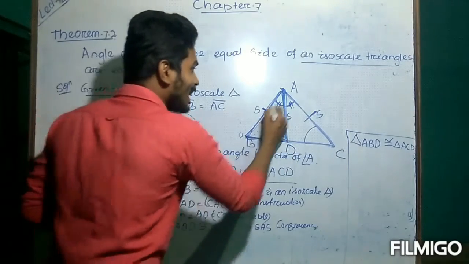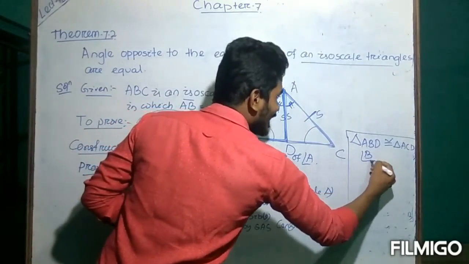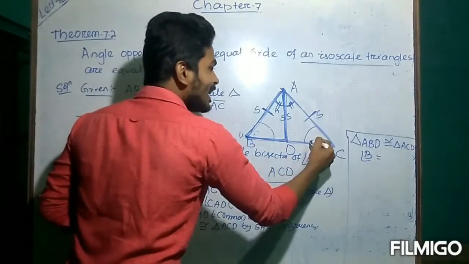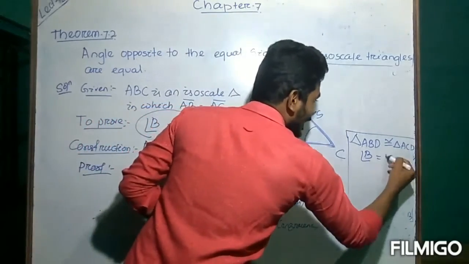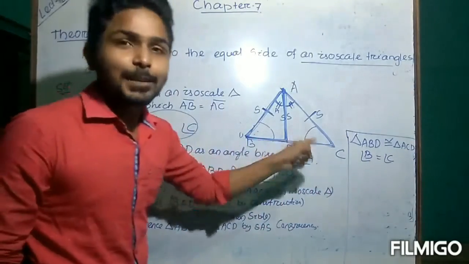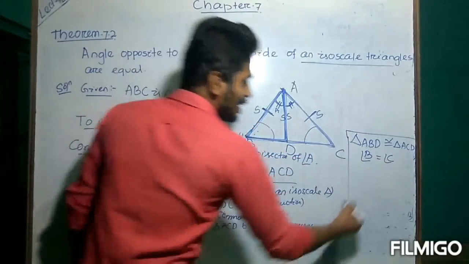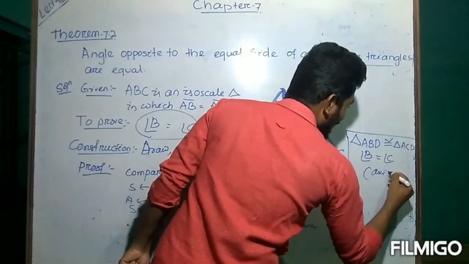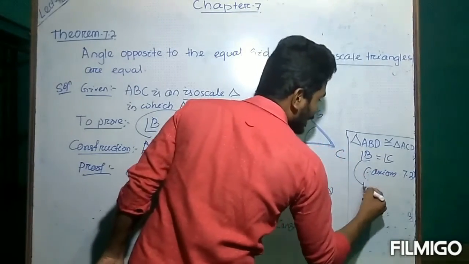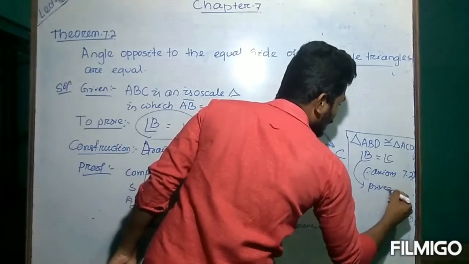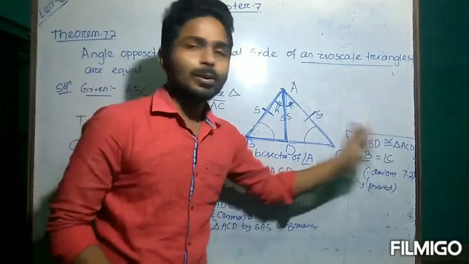So B is an angle of the triangle ABD, and C is an angle of this triangle ACD. So you can write angle B is equal to angle C. These are the CPCT, corresponding parts of congruent triangles. So it is by axiom 7.2. Now it is proved. Hence we can prove that angle B is equal to angle C.